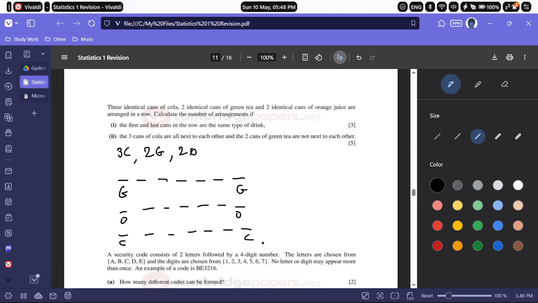Now you are basically fixing those type of drinks at those places. So now you're done with this. You don't have to worry about what to do here. Now you just have to think about the remaining 5 cans basically. You have to arrange the 5 cans that are in between, right? So just in each specific case, you would have to look at what you're left with. Then you would have to calculate the arrangements, and then you would add them up at the end.